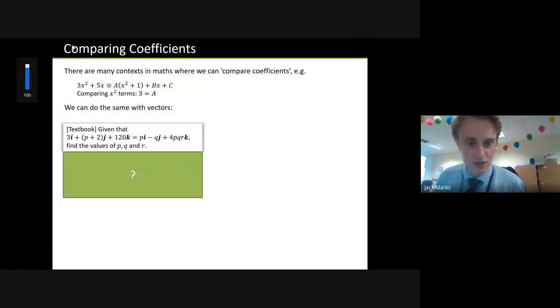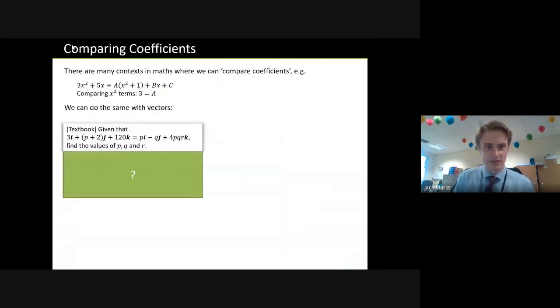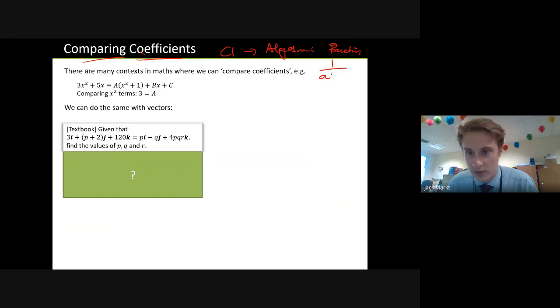Okay, comparing coefficients, and the question after this sort of deserves its own video, I think. Comparing coefficients, hopefully you're familiar with that from chapter 1 when we did our algebraic fractions. You might remember I said that's a quick way, as a little bit of revision, to turn a situation where you had a product in the denominator into something over a plus something over b.